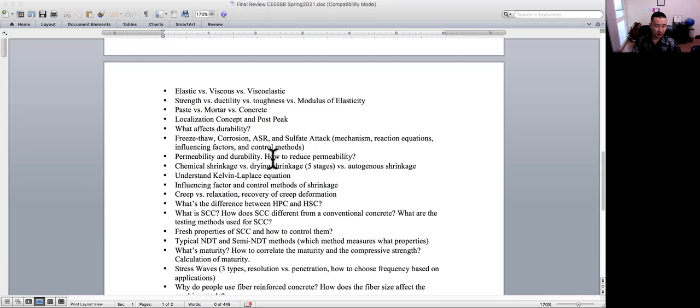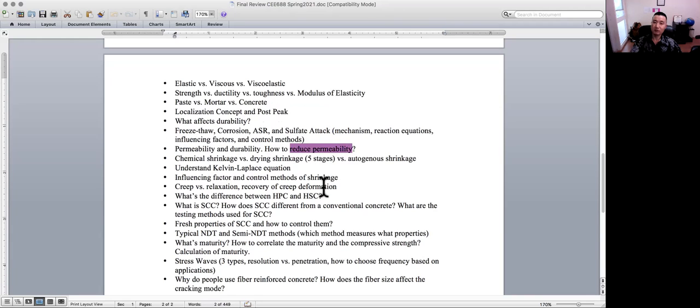Permeability and durability, again, the number one factor is permeability. And how we can reduce the permeability of concrete. We have many different methods. For example, we use lower water cement ratio concrete. We use pozzolanic materials, and we use silica fume. We can use fibers to control the crack size after the concrete cracks, so that may also help to reduce the permeability.